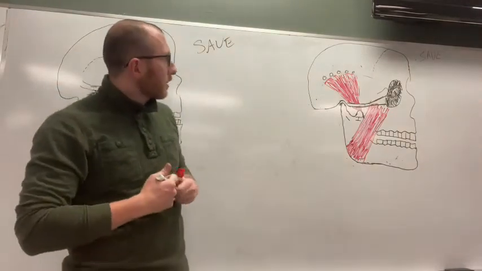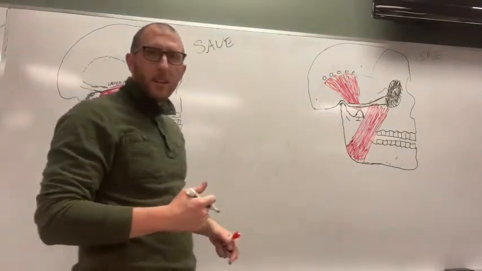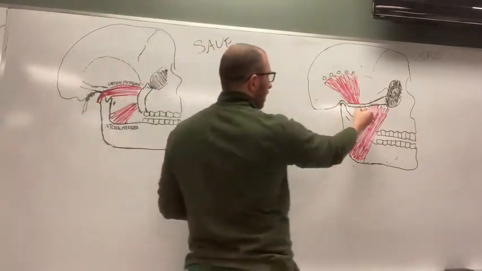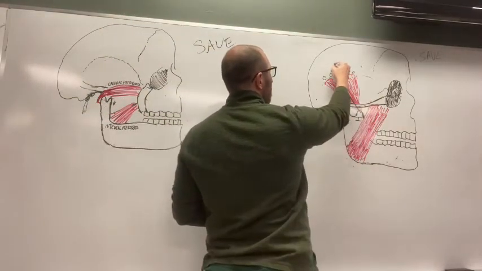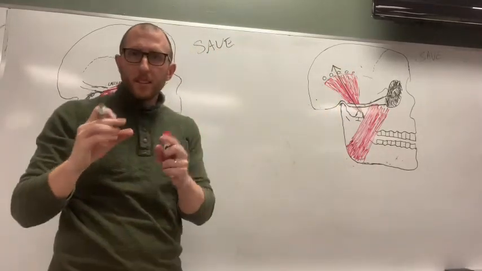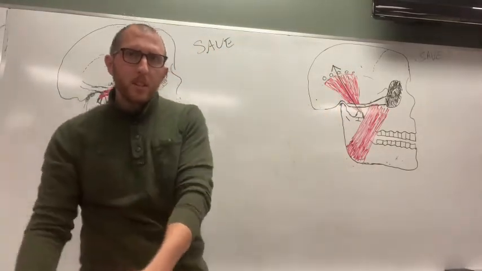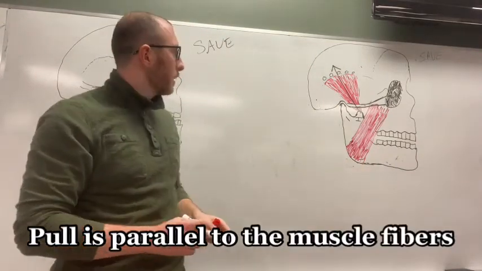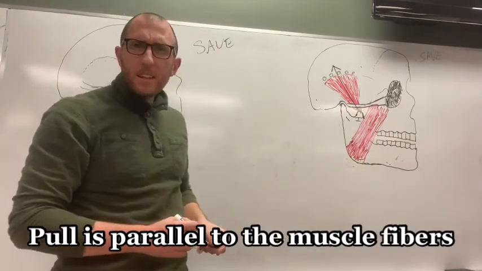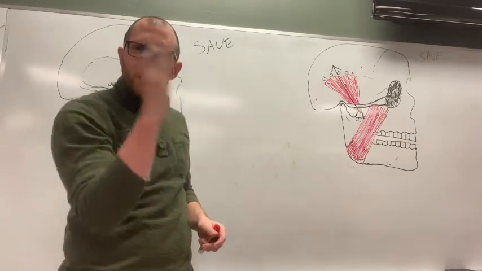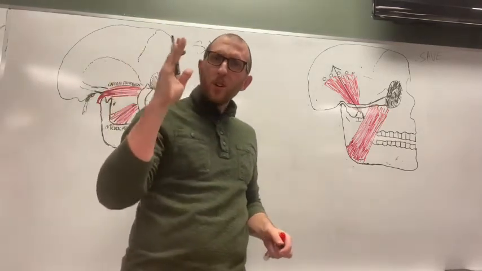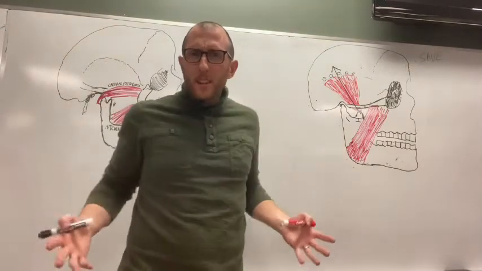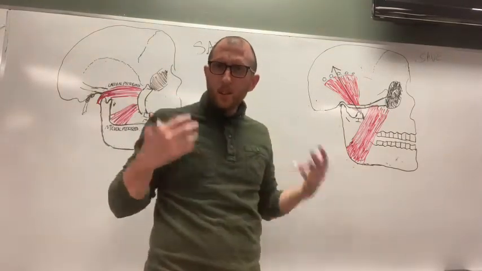So if I look here, what's parallel to the temporalis? Well, the line would be drawn this way, and it's an arrow going from the insertion towards the origin, because that's the pull that's going to be going on that mandible. But it's not quite vertical and it's not quite horizontal. Well, wait a minute. What are the actions that can occur with the jaw?